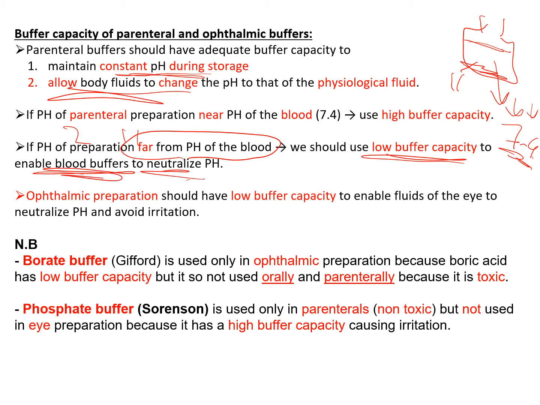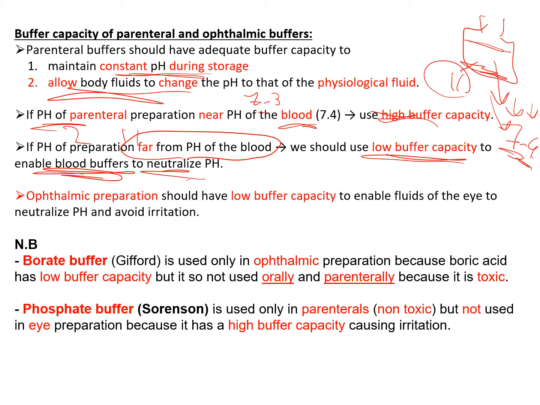We need to allow our blood to take this pH down rapidly to 7.4 to avoid any problem. But if the pH of our preparation is very close to blood pH, for example 7.3, in this case we can use very high buffer capacity, because 7.3 from 7.4 is not so far, so we can use a buffer with high buffer capacity.